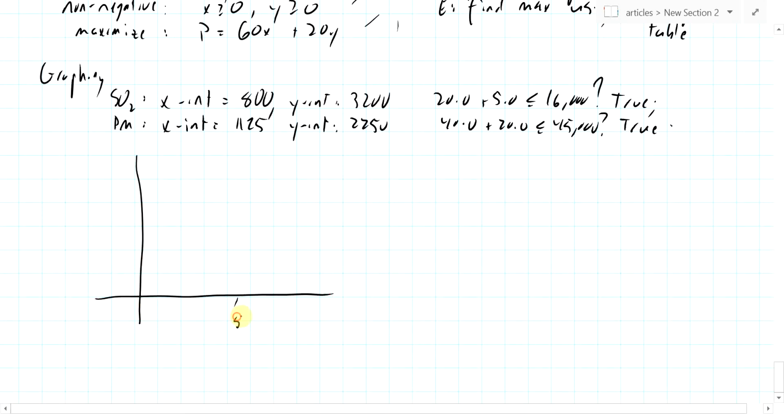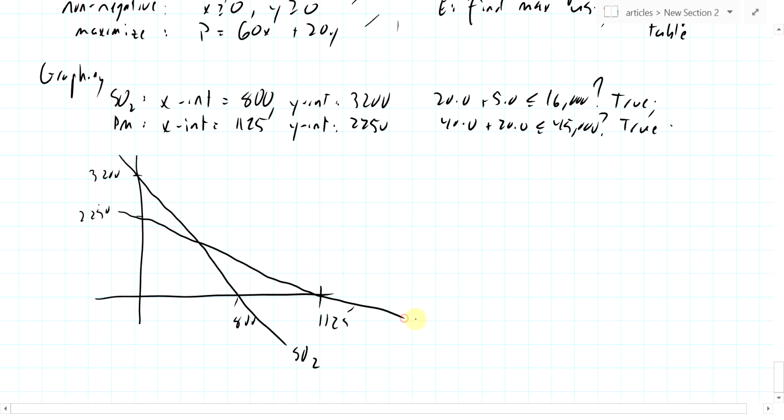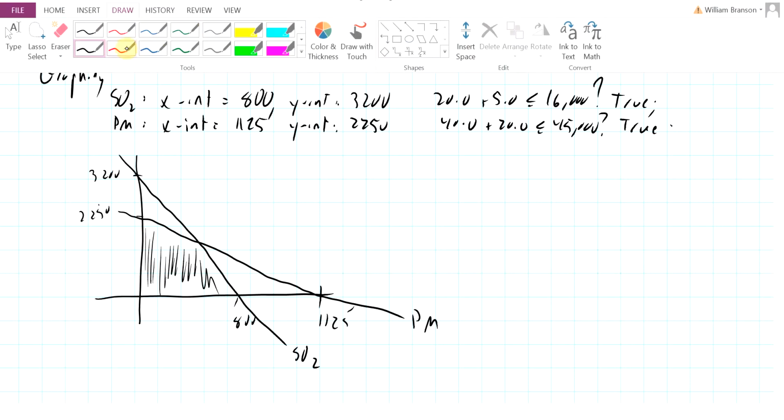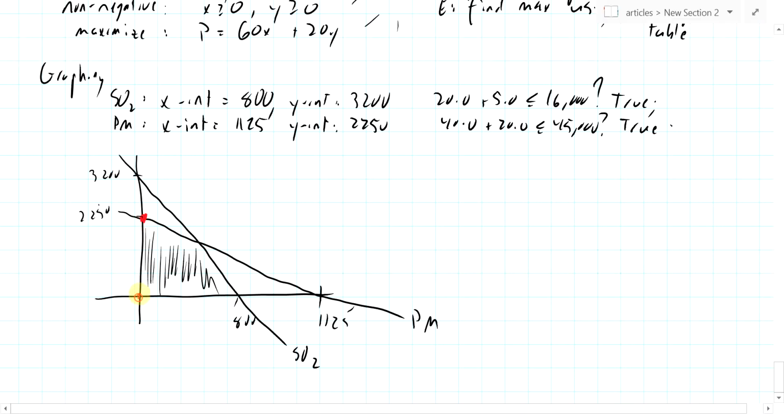We have 800, 3200. That's my sulfur dioxide constraint. And then we have 1125, 2250. That's my particulate matter constraint. We're required to be in the first quadrant. So this is our feasibility region. What are the corner points of our feasibility region? There's one there, there's one there, there's one there, and there's the one there.